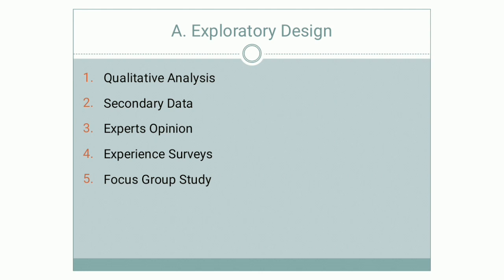Qualitative, that is you have to take indirect information. Secondary data, already collected information by another person on the same topic. Expert opinion, persons who have sound knowledge of a particular topic. Experience survey, certain reference groups are prepared and then information is taken. Focus group study, only one group is created to take the information, but there is a limitation: minimum 6 people and maximum 12 people should be in a group. So today we are concluding with exploratory design.